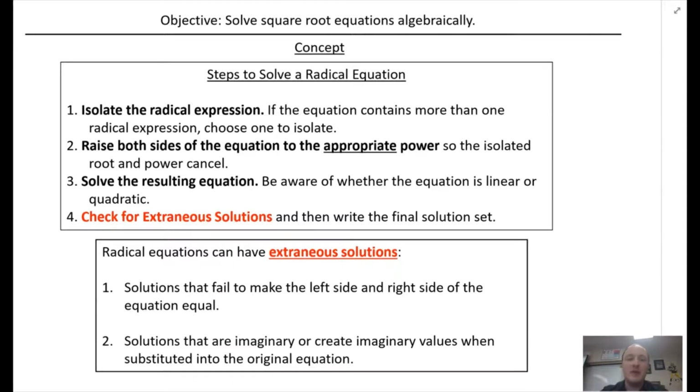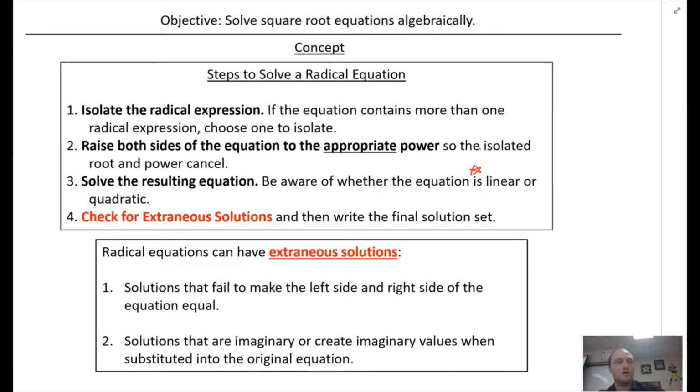Then we'll raise both sides to the appropriate power. So if I'm working with the square root, I'll square both sides. If I'm working with a cube root, I'll cube each side. Third, solve the resulting equation. It's important to know if you're working with a linear equation or a quadratic, and how you solve those. Step 4, check for extraneous solutions. This is very important, and then we'll write our final solution.